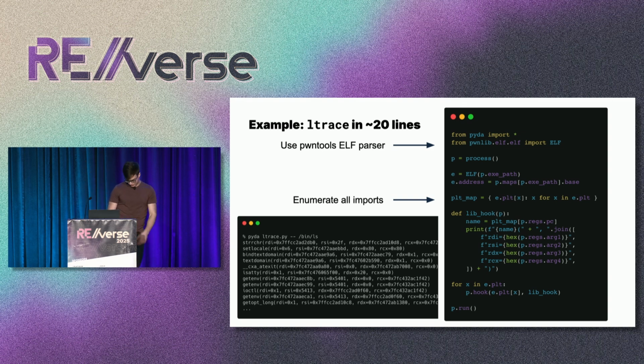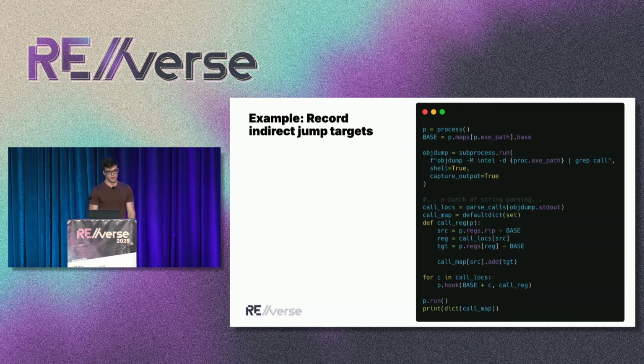Basically, here I'm using an existing library from pwntools for parsing an ELF. I enumerate all the imports, I hook all of them, and then I just print out each of the function names and each of the arguments. There's a slightly more complex version on GitHub that also checks whether each of the arguments is a pointer, and it'll print out some bytes if it is.